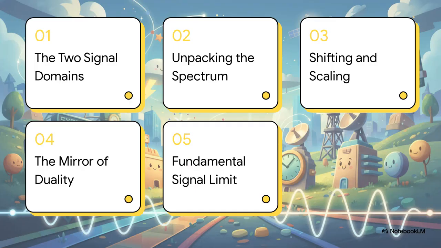So here's the roadmap for our journey today. First, we'll look at the two signal domains, then unpacking the spectrum. After that, shifting and scaling signals, followed by the mirror of duality. And finally, we'll wrap things up with the fundamental signal limit. Okay, let's dive into this.